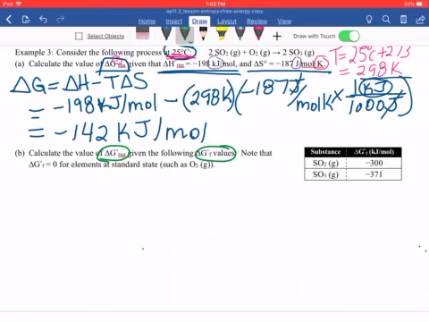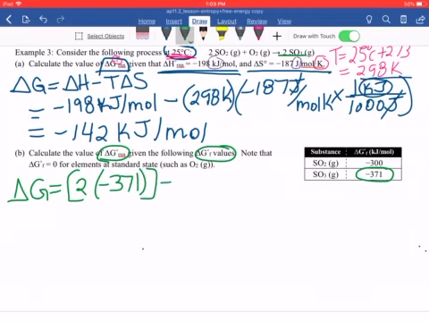We have our products going first, and we have one product. It's the 2 SO3s. So we have 2 moles of SO3. And SO3 is, for Gibbs free energy, negative 371. Minus our reactants, and we have 2 reactants. We have 2 SO2s and then 1 oxygen. So 2 SO2 is negative 300.